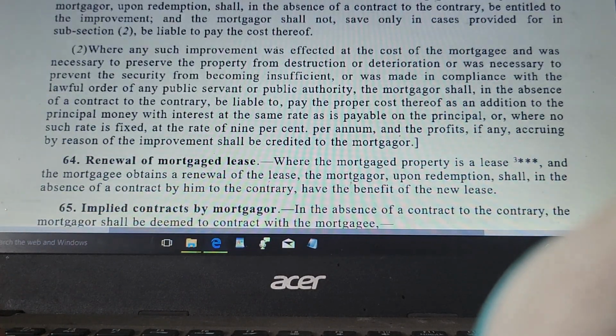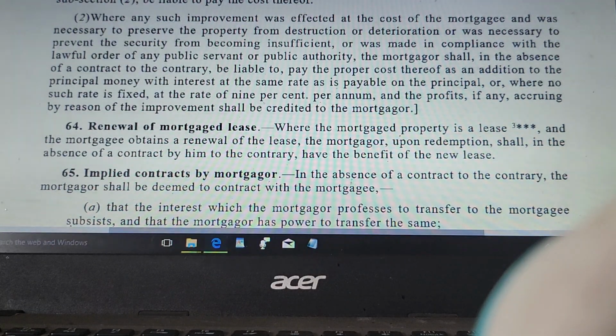2. Where any such improvement was effected at the cost of the mortgagee and was necessary to preserve the property from destruction or deterioration, or was necessary to prevent the security from becoming insufficient, or was made in compliance with the lawful order of any public servant or public authority, the mortgagor shall, in the absence of a contract to the contrary, be liable to pay the proper cost thereof as an addition to the principal money with interest at the same rate as is payable on the principal, or where no such rate is fixed, at the rate of 9% per annum, and the profits, if any, accruing by reason of the improvement shall be credited to the mortgagor.